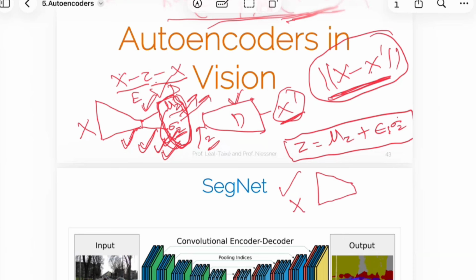You are giving x, you are getting mu z and sigma z, and then you are sampling z from mu z plus epsilon times sigma z. You get the z, and then we give this z to the decoder. And the decoder generates x dash. Now, can I generate a new image?